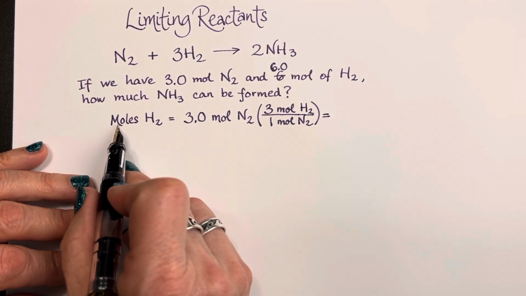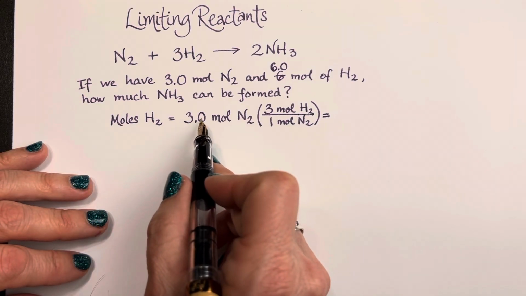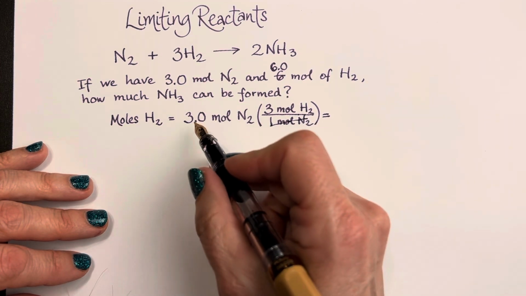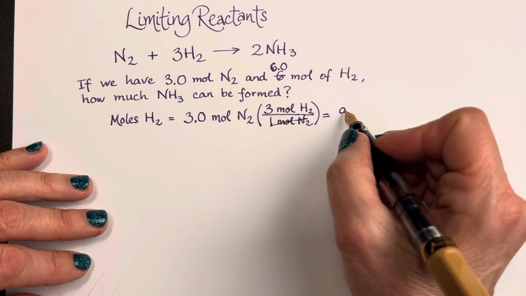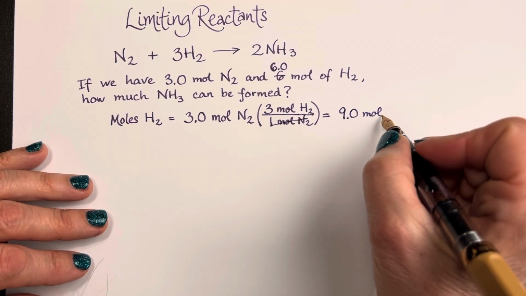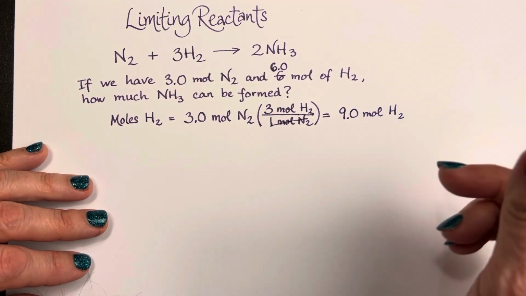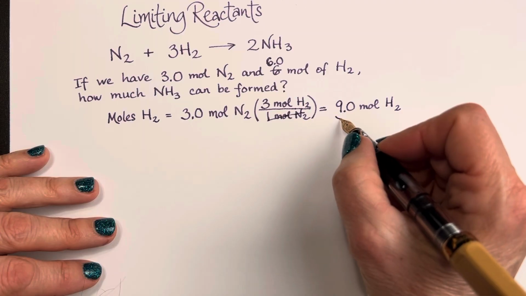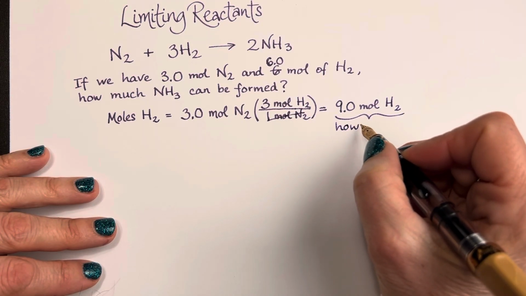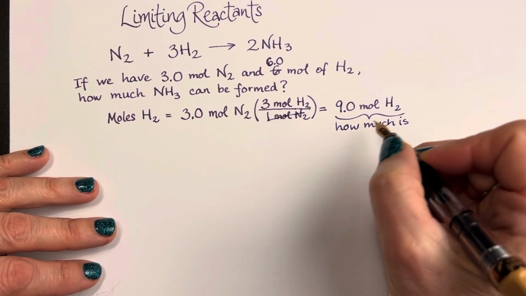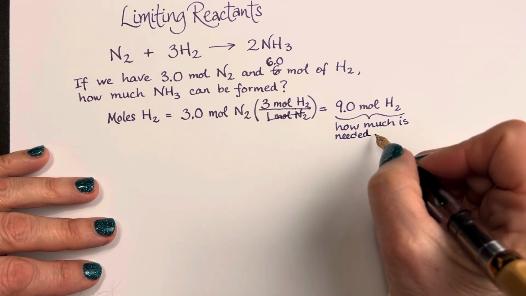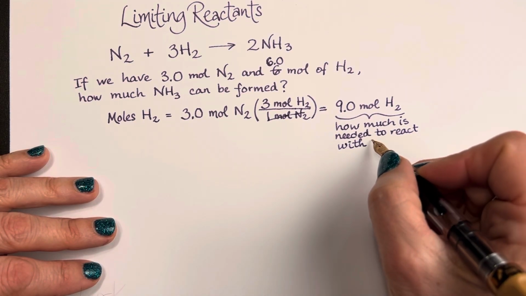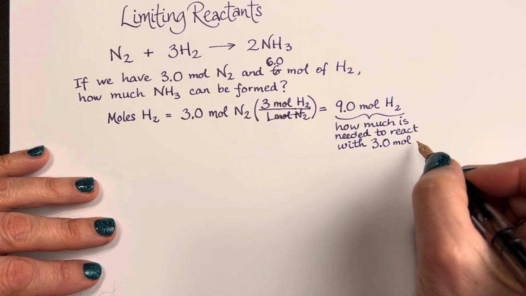Okay, so now going through calculating moles of hydrogen, moles of nitrogen cancels out. 3.0 times 3 is 9.0 moles of hydrogen. Okay, so what does this mean? This is how much we need, how much is needed to react with 3.0 moles of nitrogen.